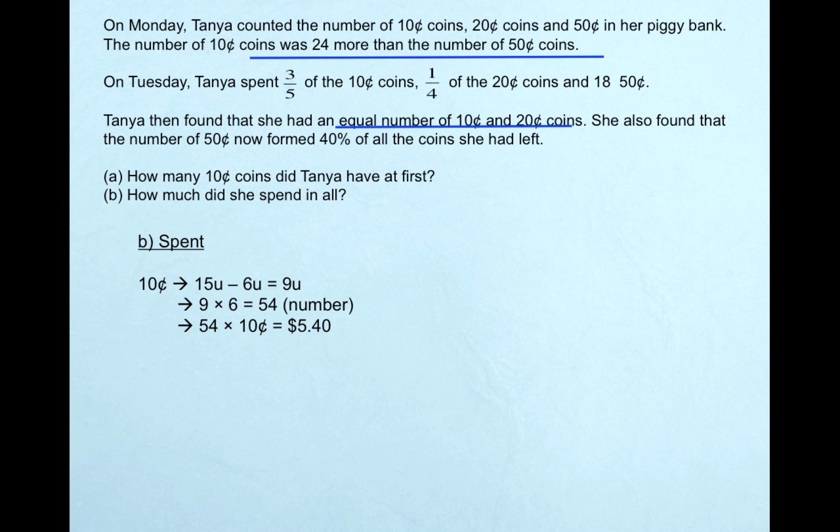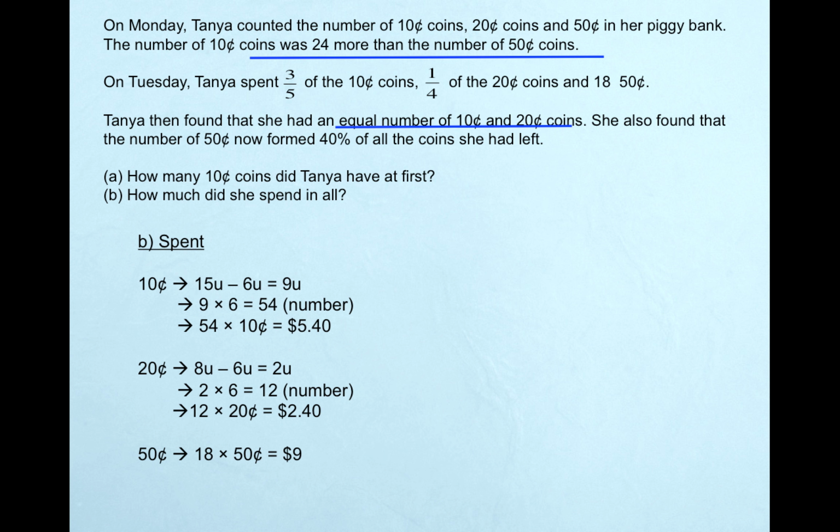The question means how much she spent in all. We don't talk about all the coins. We talk about the total value that she spent. So we have to work out individually how much she spent. 10 cents, she spent $5.40. Likewise for 20 cents, she spent 2 units of it. So 2 units is 12 20-cent coins, work out to be $2.40. 50 cents, she used up 18, and she spent $9.